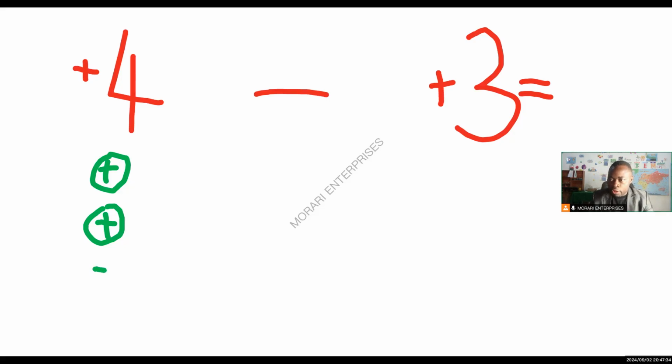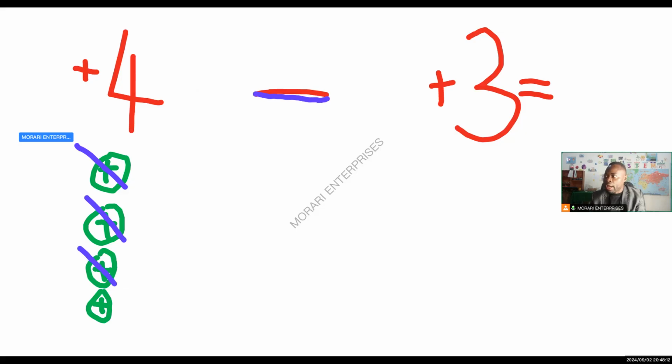We have 4 positive, like this. And now we see the action here is minus. It means take away. Only positive 4 exists. Positive 3 does not exist. Positive 3 is what you're going to remove from this, because that is what this symbol is telling you. It's telling you you have positive 4. Remove positive 3 from the positive 4. So remove positive 3. 1, 2, 3 of them. And you see your answer is positive 1.